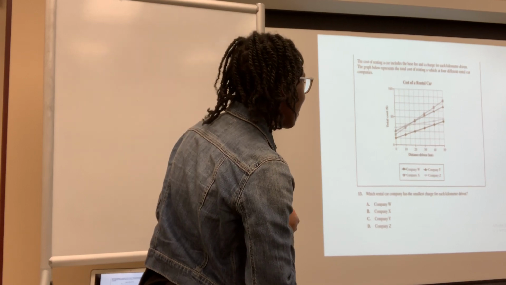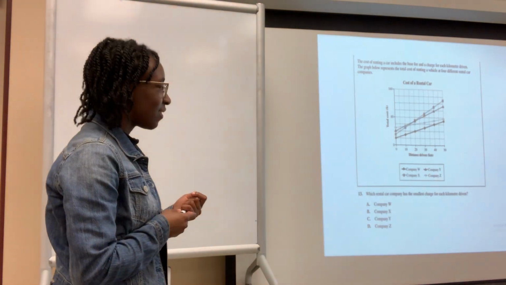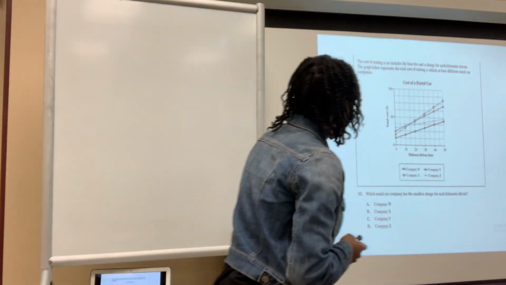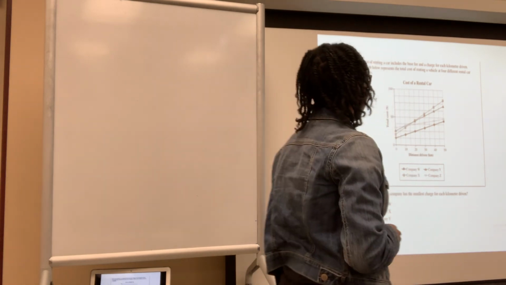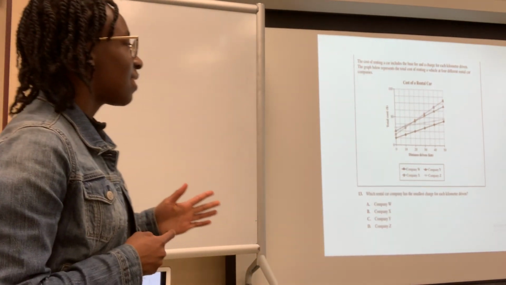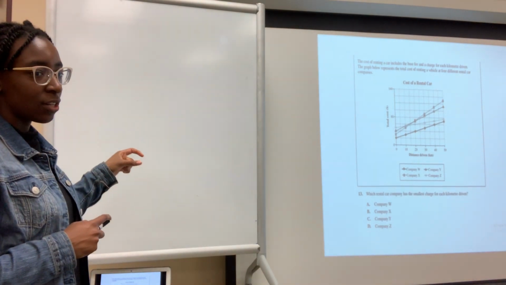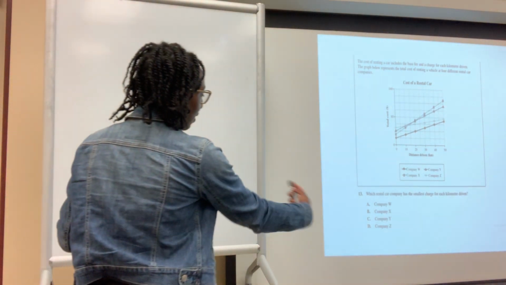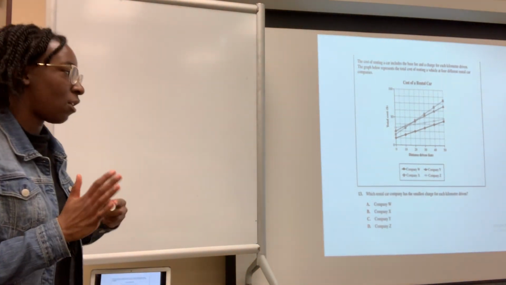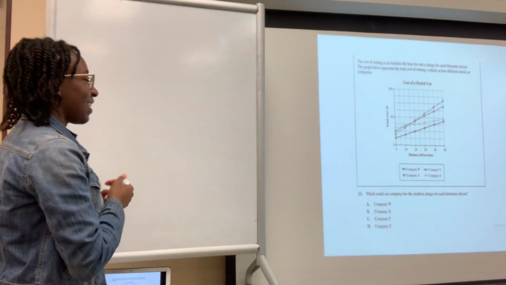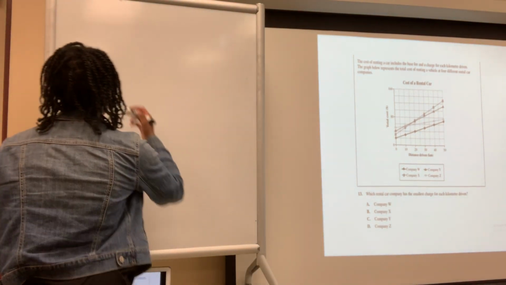So at first, I think the PAT creators probably want you to think, oh, the answer is obviously company W, because you end up paying the least for it. But you have to remember that there's a base fee before you add on the charge for each kilometer driven. And because the question asks which has the smallest charge for each kilometer driven, not overall, we have to take that into account. So I guess we'll start with company W.